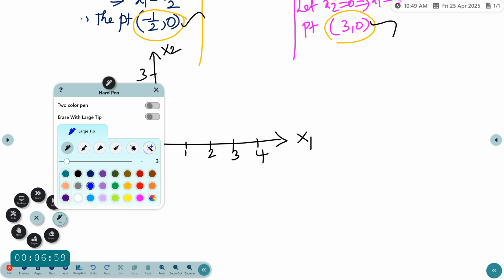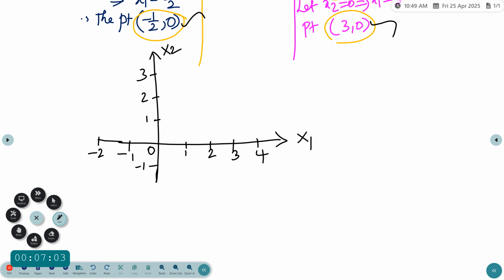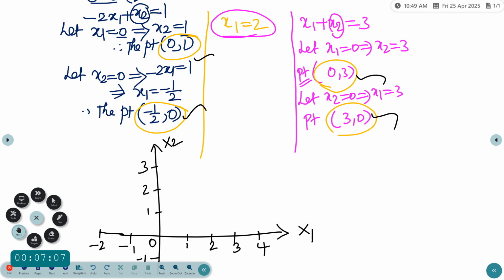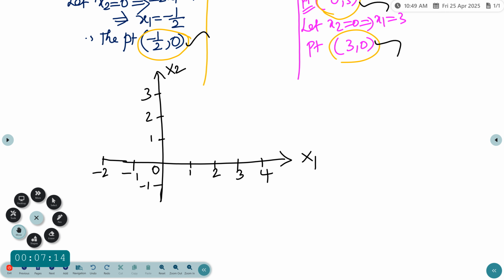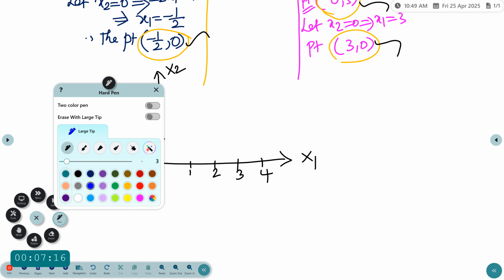So let us draw the graph using the given points. The first point is our 0 comma 1. So 0 comma 1 is plotted at x-axis 0 and then y-axis 1. So this point, 0 comma 1, is this point.